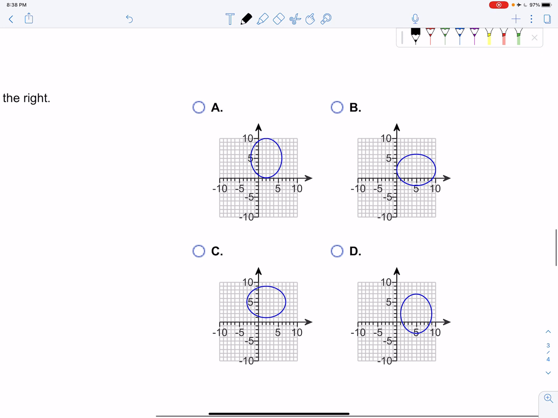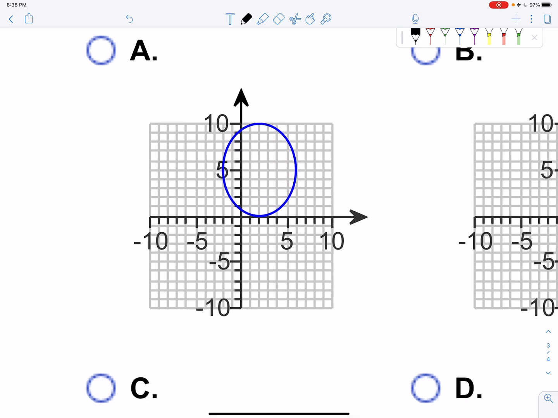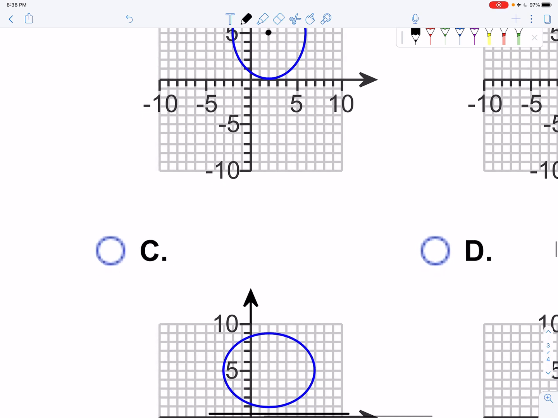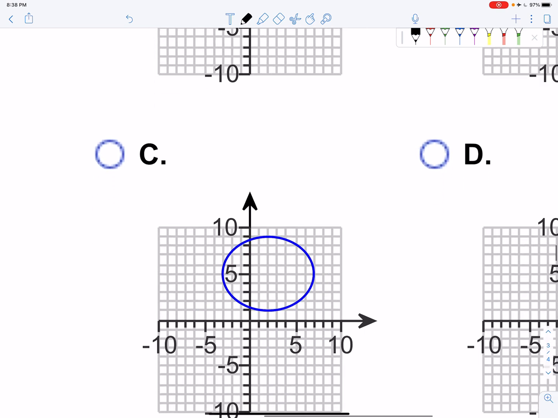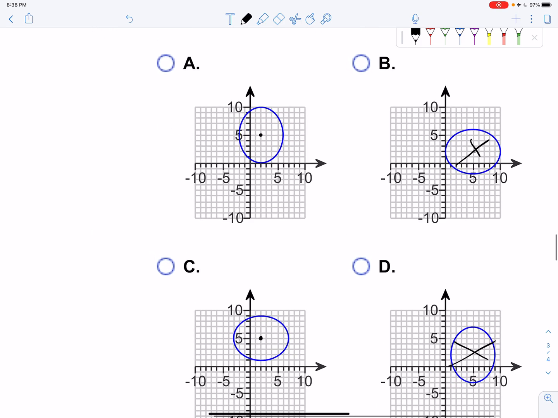Let's see. I need to zoom in. 1, 2, up 5. Well, at least this is marked individual lines, individual intervals, so it's easier to see. And then this is also 1, 2, up 5. This is also 2 comma 5. Those are both 2 comma 5s. This one's 5 comma 2, so that's not going to work. And this one's 5 comma 2, so that's not going to work. Okay, so it's either A or C.